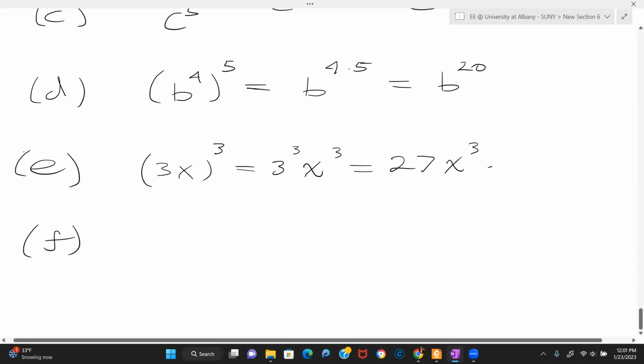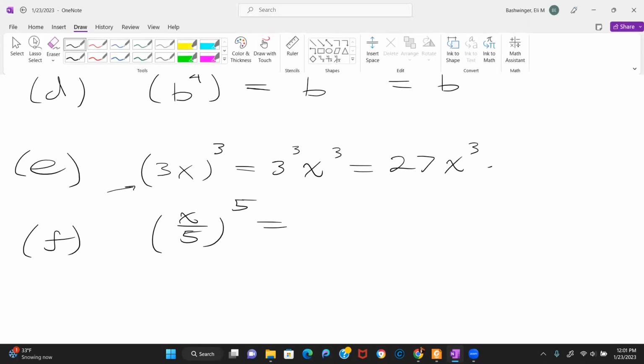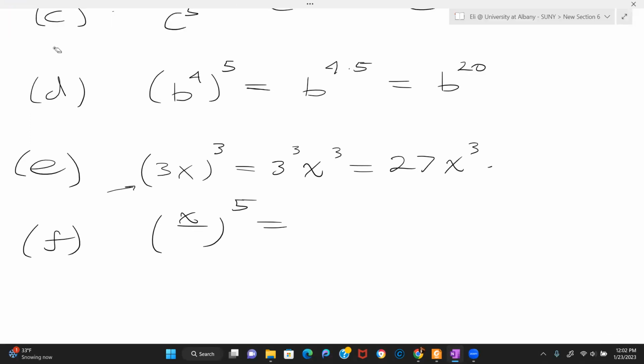And then the last part is F, x over 2 to the fifth. It's the same thing as this law. When you have a fraction raised to a power, you raise the numerator and the denominator to that power separately. Sorry, this is not this example, I didn't write it down quite right. This is a 2 in the denominator. So this is going to be x to the fifth over 2 to the fifth. And if you compute the denominator, it's going to be 32.